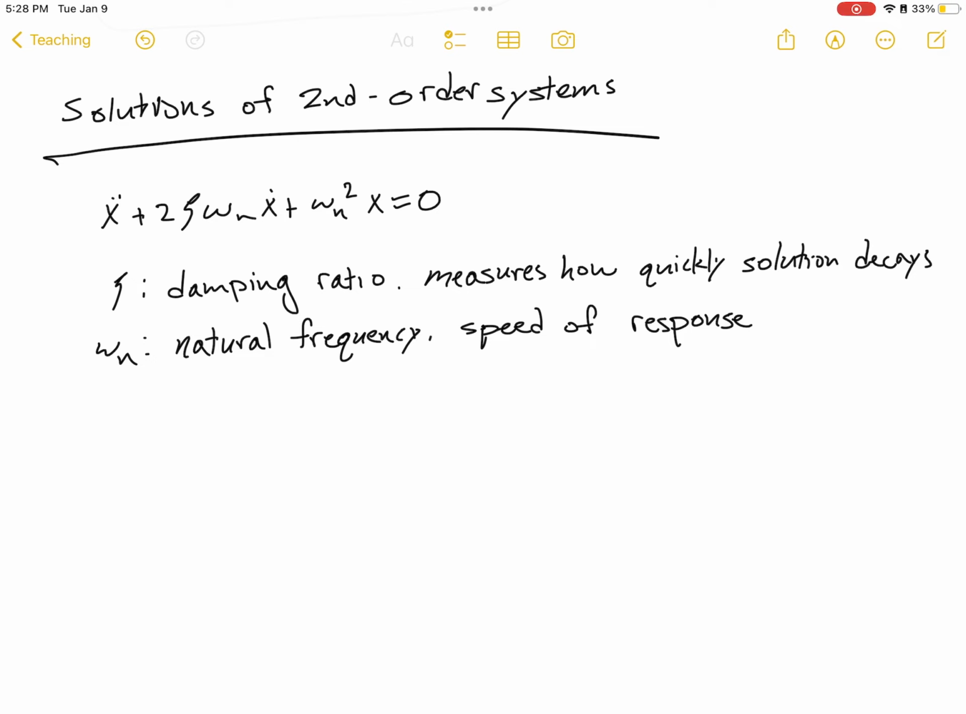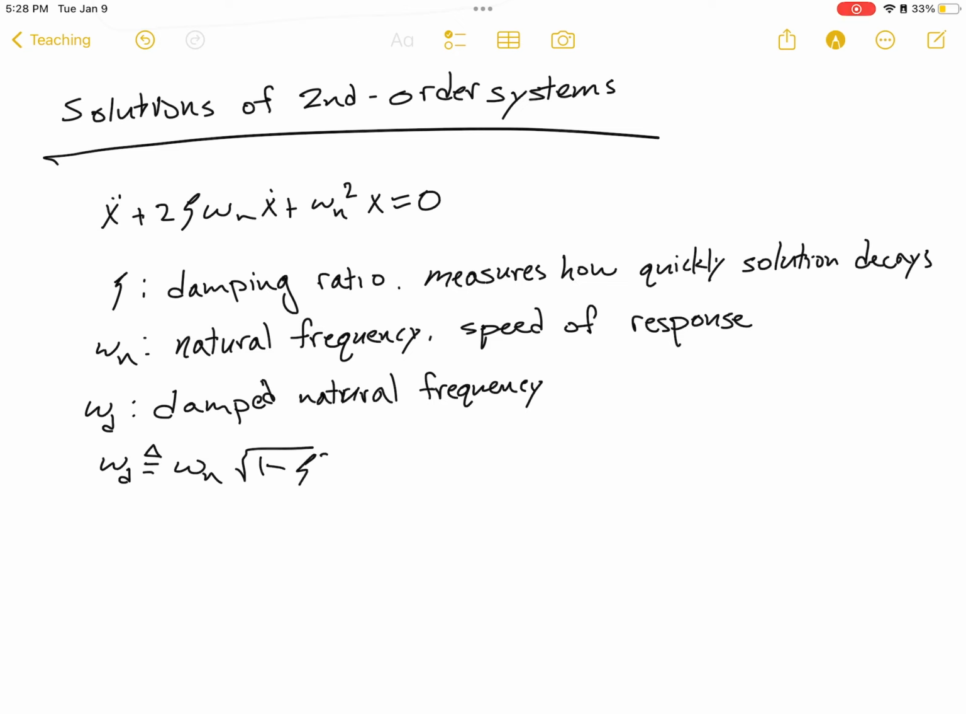We also have what's called the damped natural frequency, omega d, and this is an actual physical measure. If we do have oscillation, then this is a measure of the actual frequency that you can measure. And omega d is equal to, by definition, the natural frequency times the square root of 1 minus zeta squared.